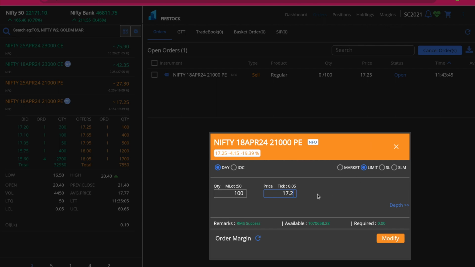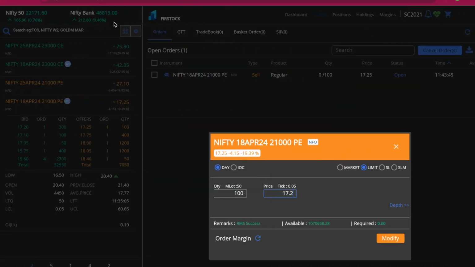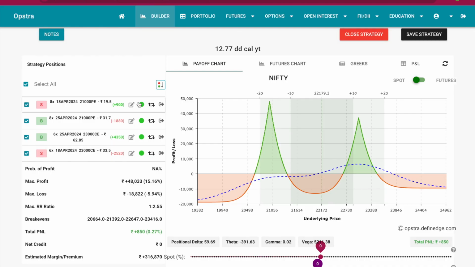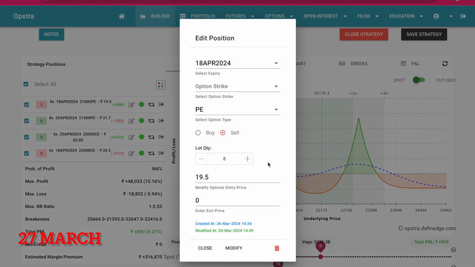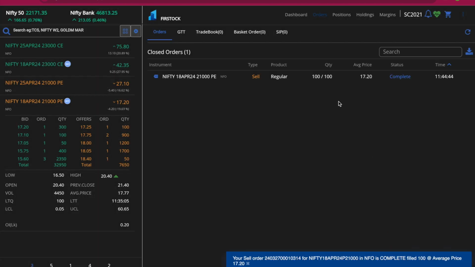How long should we wait before it actually triggers? Okay, how long should we wait? So here I just keep this thing open and we'll go here 21,000 PE. We'll just increase the risk. We get 10 lots. Let's just modify and let's close this.